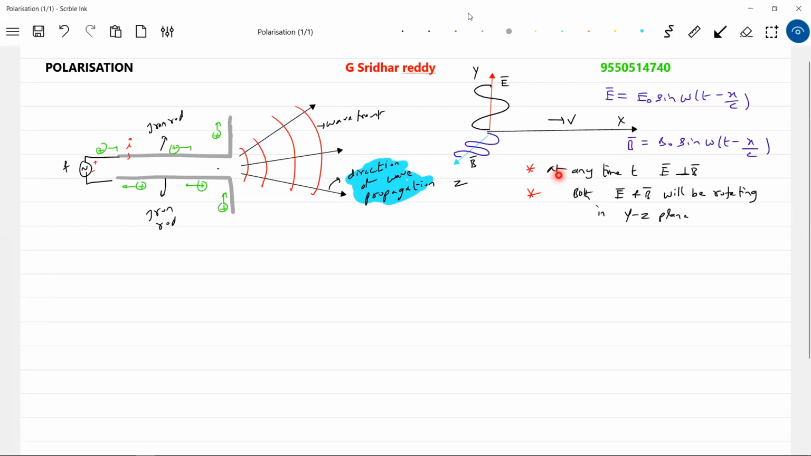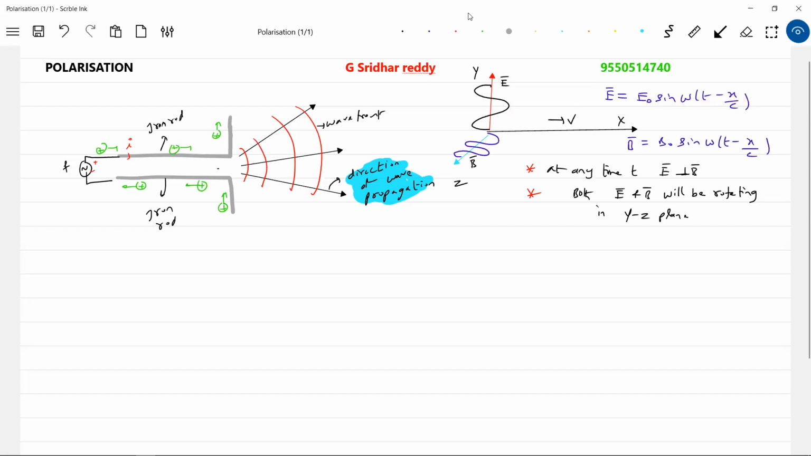Yeah, come for this one. Both will be... it's not that E bar is along the Y axis only. E bar will be rotating, B bar will rotate, but they will rotate in the YZ plane, and at any instant of time, E bar will be perpendicular to B bar, and also it will be propagating, and its magnitude will vary as a function of position and time.